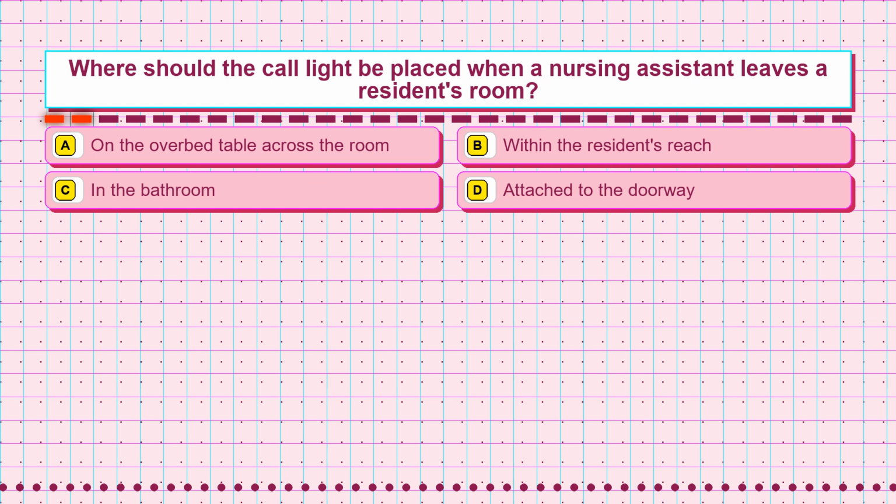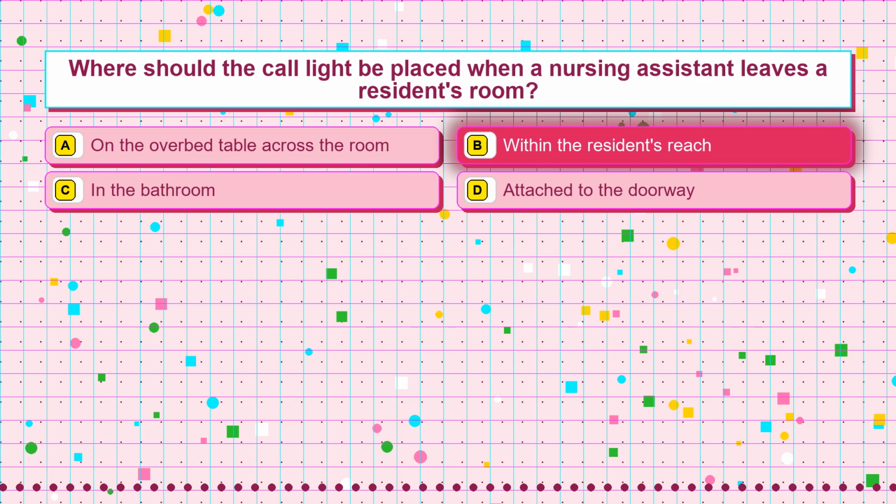Question 83. Where should the call light be placed when a nursing assistant leaves a resident's room? Option A. On the overbed table across the room. Option B. Within the resident's reach. Option C. In the bathroom. Option D. Attached to the doorway.